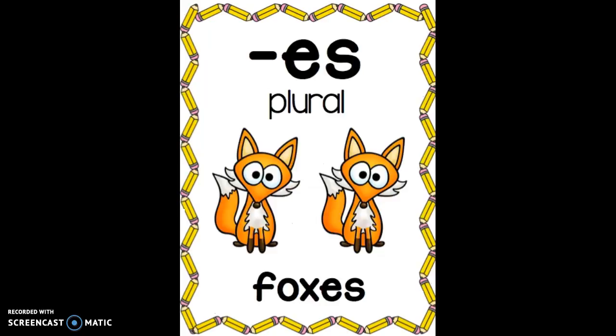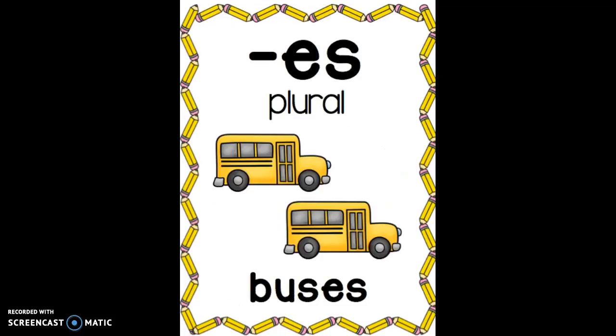The suffix es makes this sound, es, which also means plural. It changes the root word fox, which means one, into the word foxes, which means more than one. It changes the word bus, which means one, into the word buses, which means more than one bus.